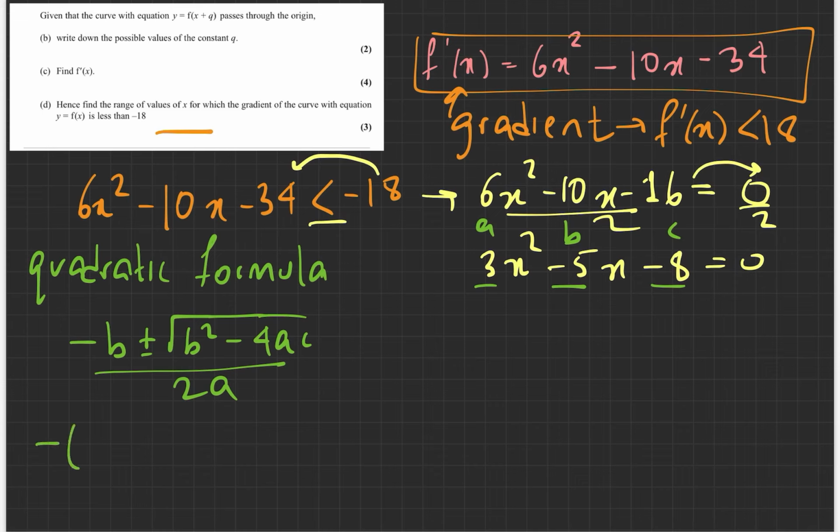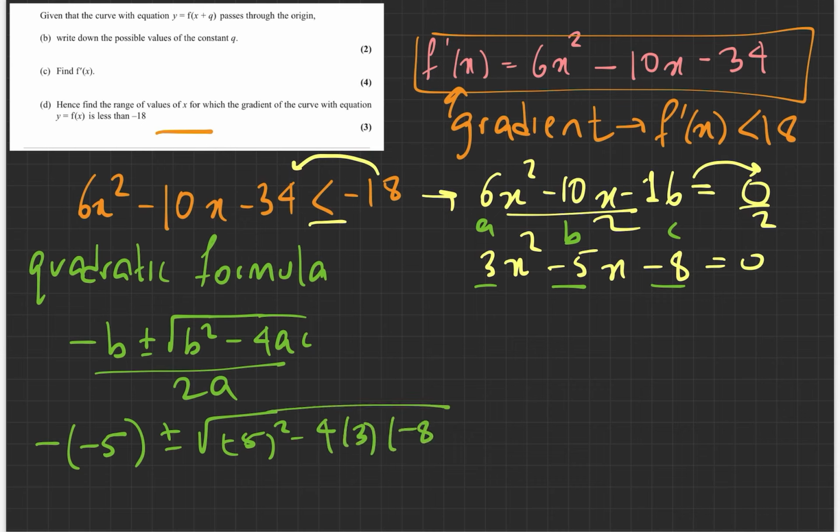So it's going to be minus 5. That does not look like a 5, let me rewrite that. Plus or minus b squared minus 4ac, and then I'm going to divide that by 2a, so 2 times a. And when I do this, I will get my x value as either minus 1 or 8 over 3.